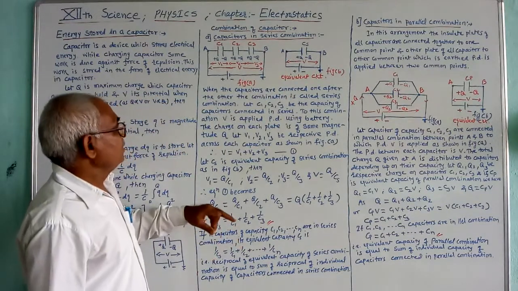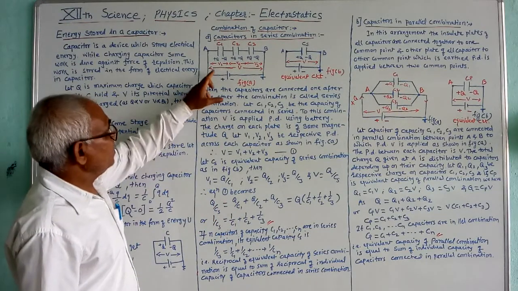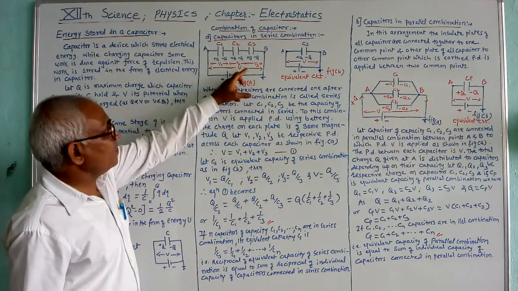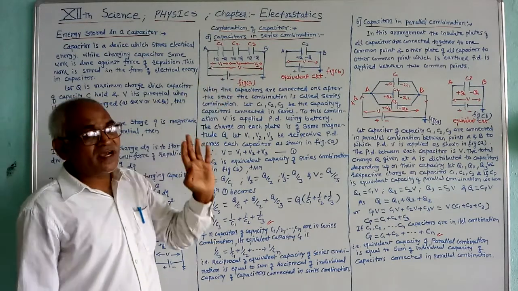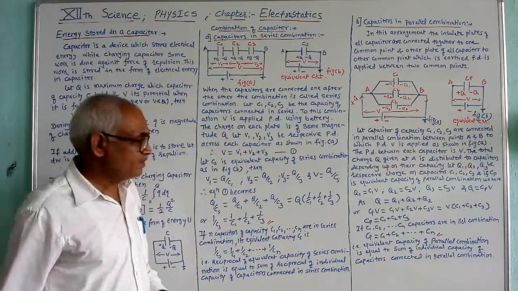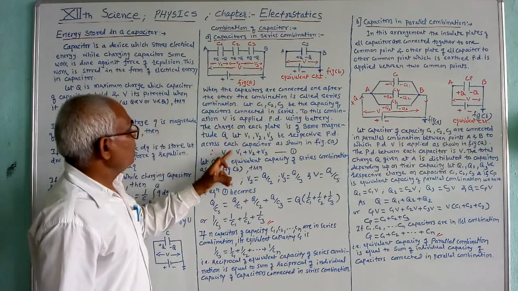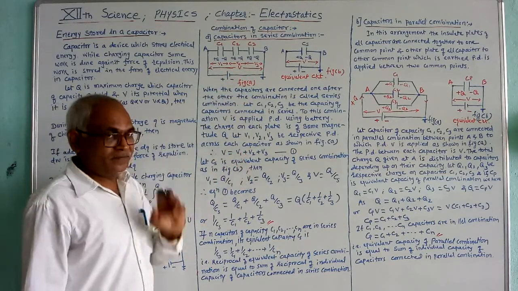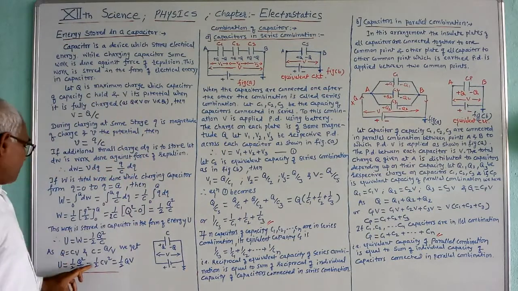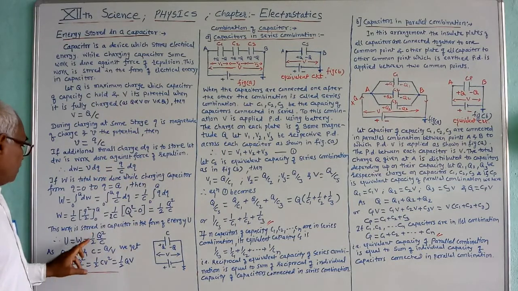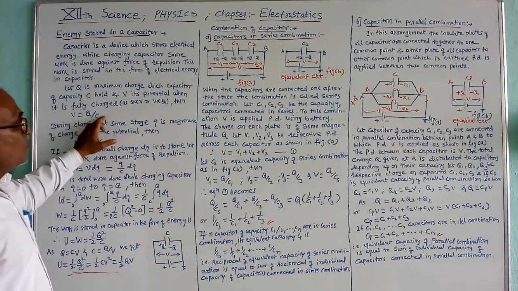Therefore here, the total potential difference applied across this combination, V, is the sum of the potential differences across each capacitor. That means V is equal to V1 plus V2 plus V3. And as we know, V is equal to Q by C.